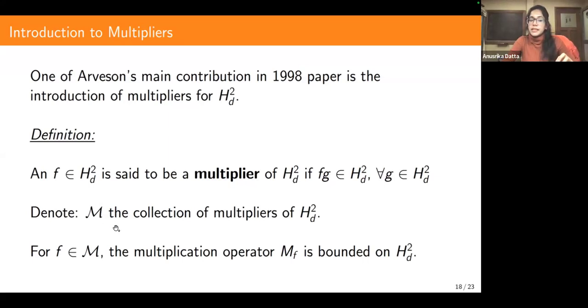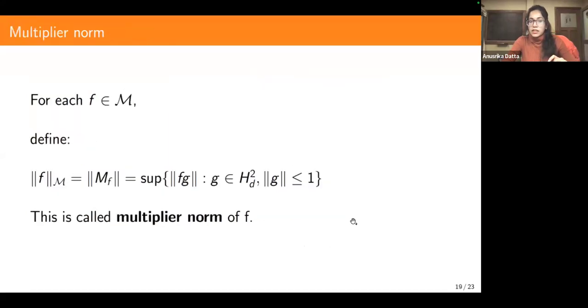And we are going to denote this script M as the collection of all the multipliers on the space. The multiplication operator is a bounded operator, which we can also prove by the closed graph theorem. On the multiplier operator, we can define the multiplier norm. For each f in M, we define the multiplier norm as the supremum of all the norms of fg, where g is in the Drury-Arveson space and g is contractive, or the norm of g is bounded. Then this is the multiplier norm.